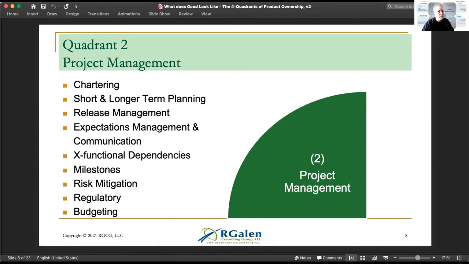Release management. I actually think if you're in a scaled agile framework environment, there are these folks like release train engineers, and they're guiding trains, multiple teams. I do think the RTE role has a bit of quadrant 2 in it. I'm not saying product owners have to be RTEs. What I'm saying is there's an integration, there's a partnership opportunity there between those roles. Expectation management and communication, clarity of communication.